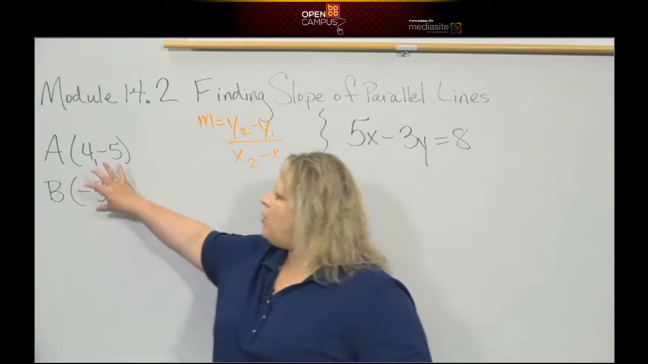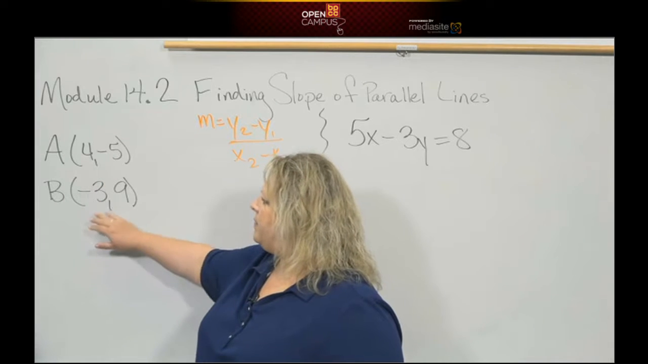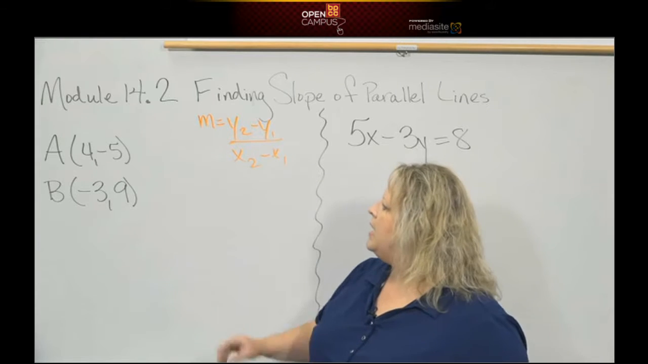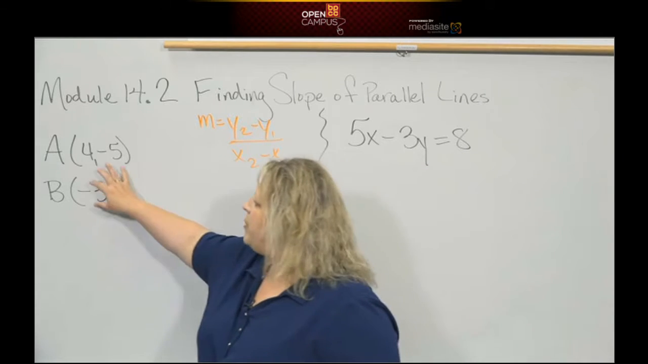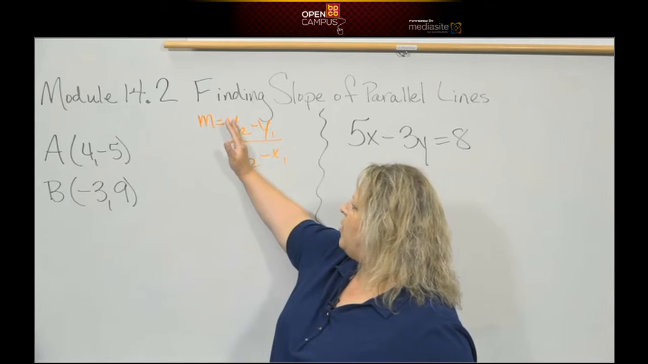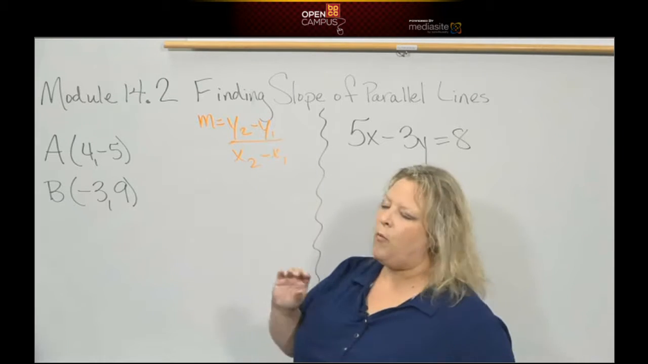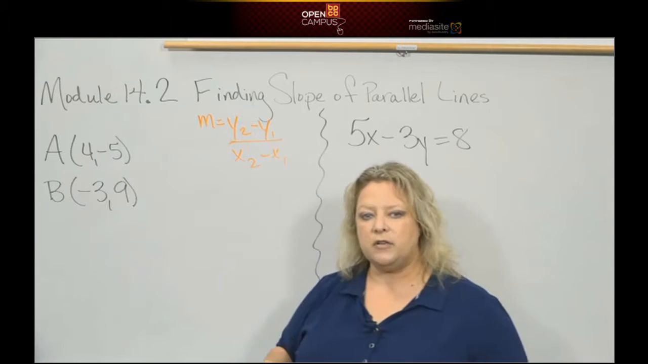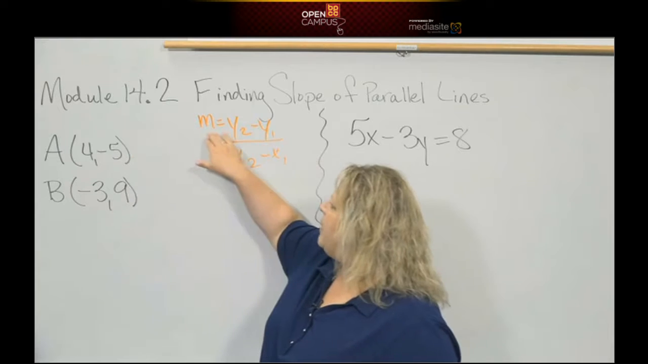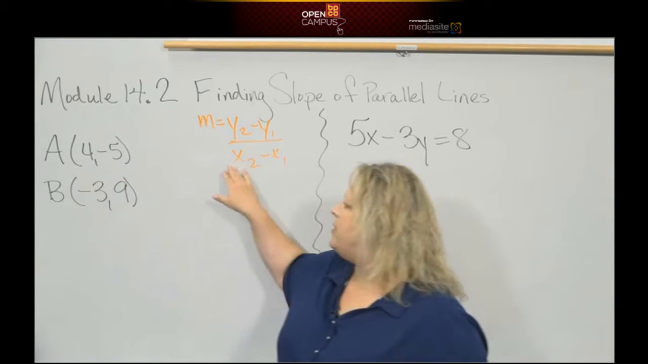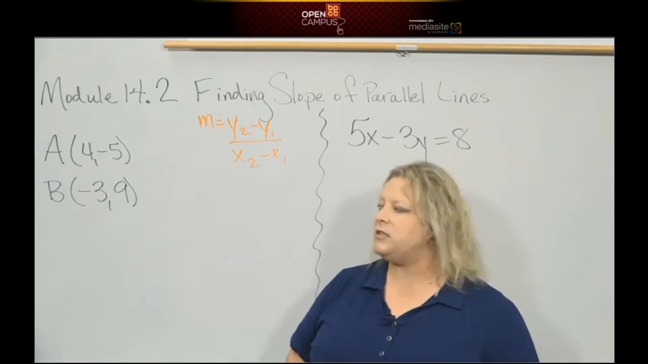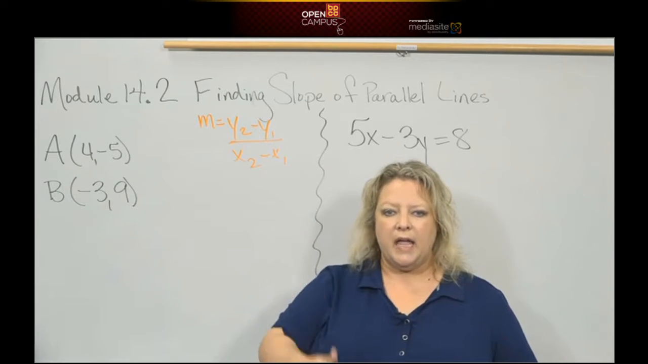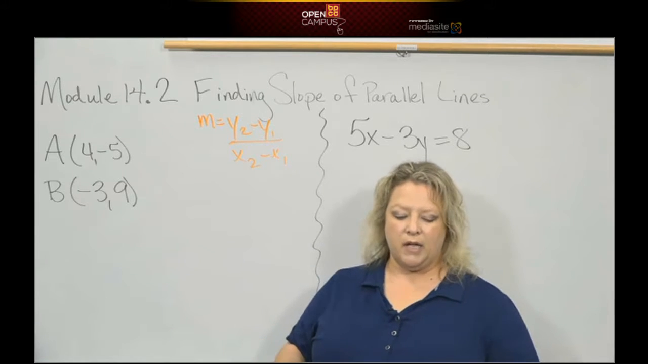Okay, so here are my two ordered pairs, (4, -5) and (-3, 9). When I have my slope formula right here, it does not matter which ordered pair I put as my x2 and y2 or my x1 and y1. What does matter is if I choose point A to go first, then that y value has to go first and the x value has to go first. That's what matters. And me being the person that I am, I always like to go left to right, A first, B second. That's just how I do things.